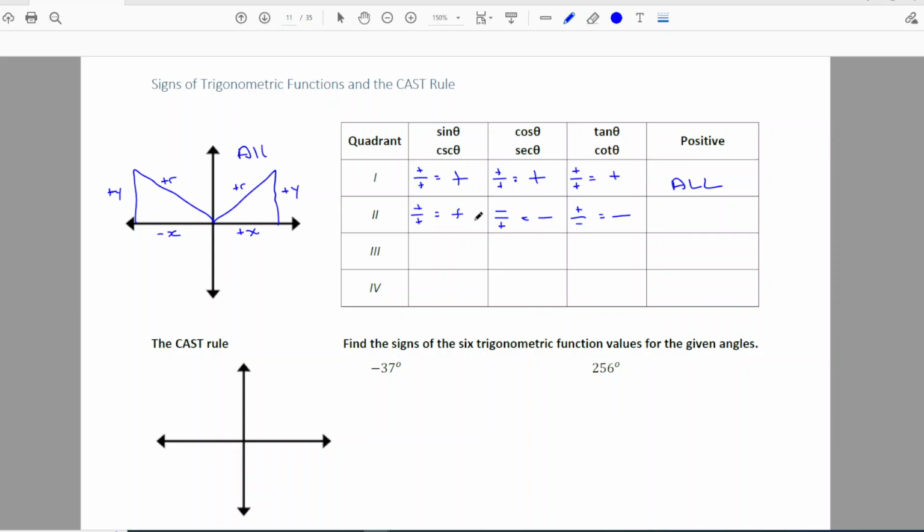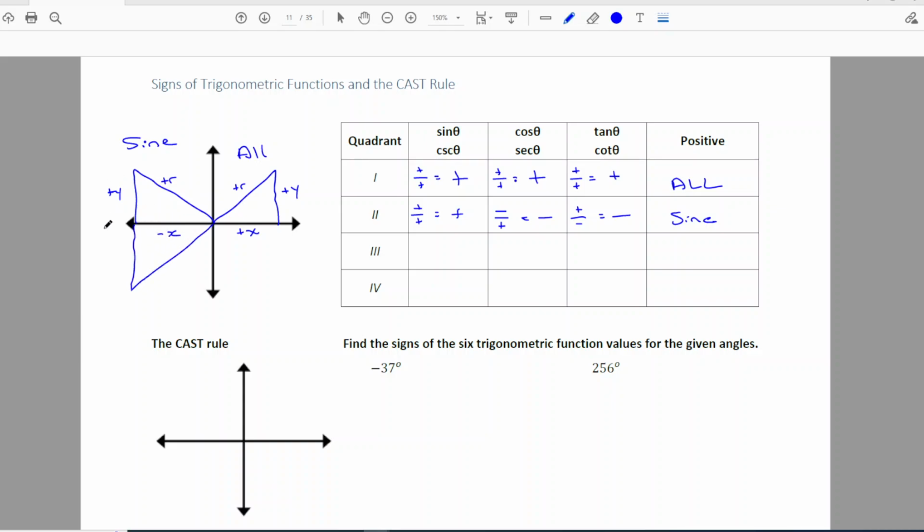In quadrant 2, the only ratios that are positive are sine and cosecant. We don't really worry about the cosecant, secant, and cotan. They kind of go along for the ride. Just know that they have the same sign as the primary ratios. And so we're going to say that the only one that's positive is sine. So in quadrant 2, the only ratio that's positive is sine, because sine is y over r, and the only thing negative is x.